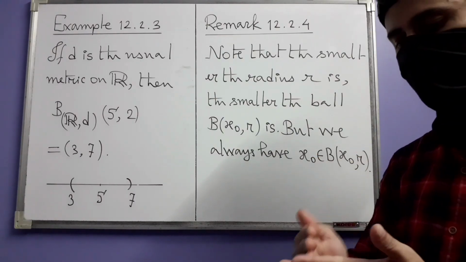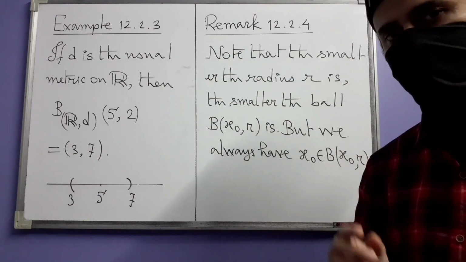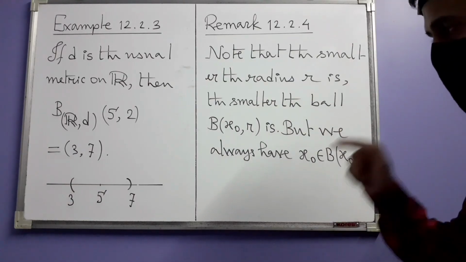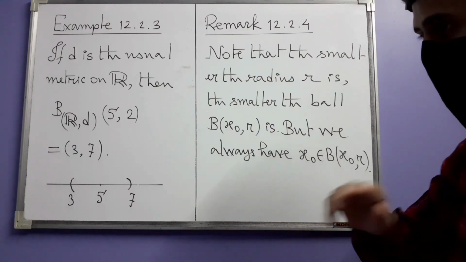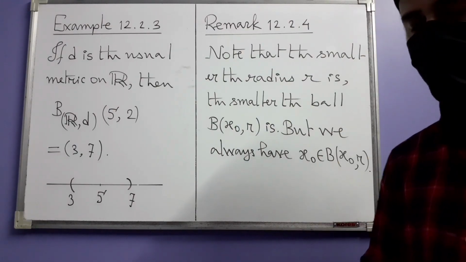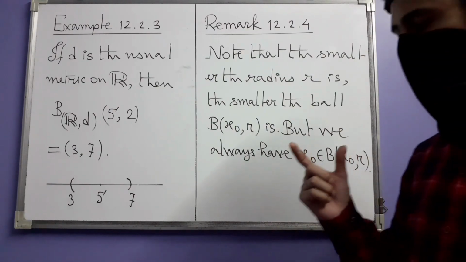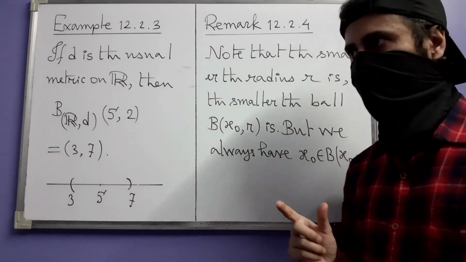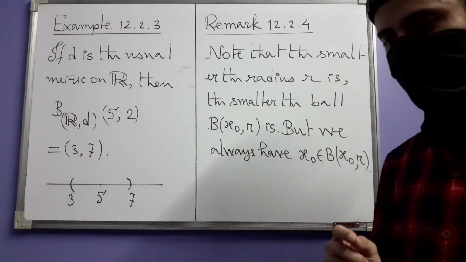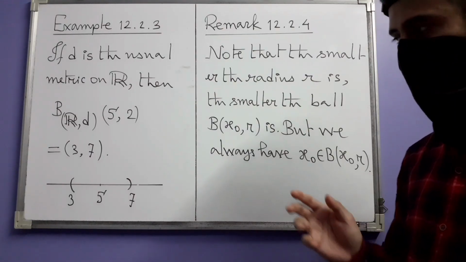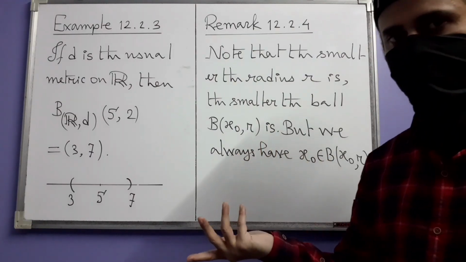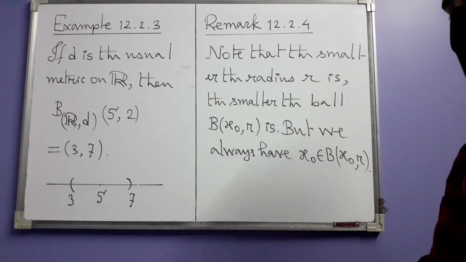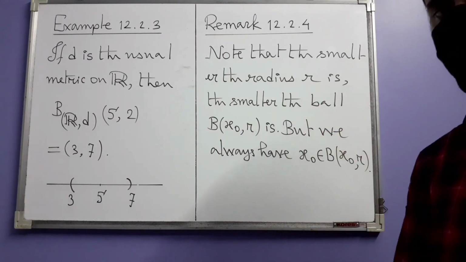That is because the distance of the center from itself is equal to 0, and there is something else also. Because r is greater than 0, that is why. Because we have defined balls only with positive real radius. We do not consider balls with 0 radius or negative radius, because if we similarly define such balls, they are always going to be empty. So there is no point even considering them in the definition.